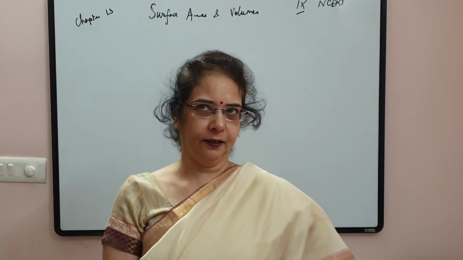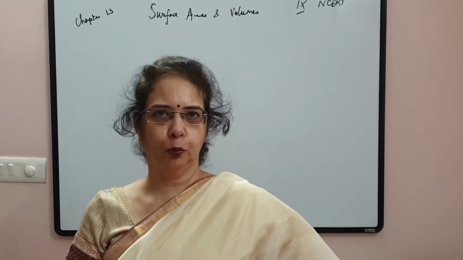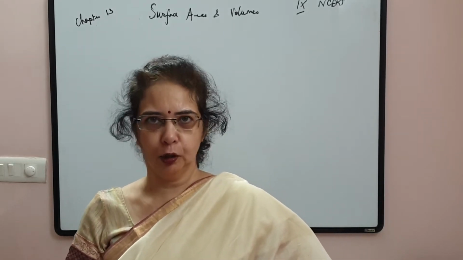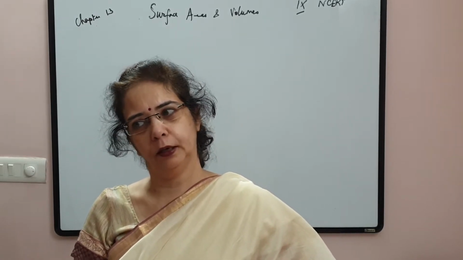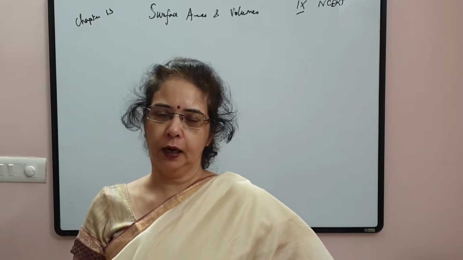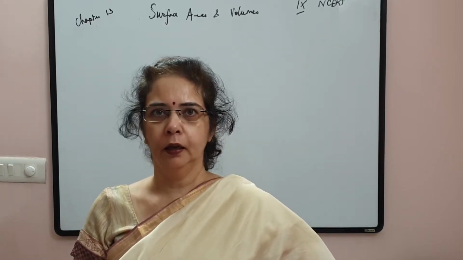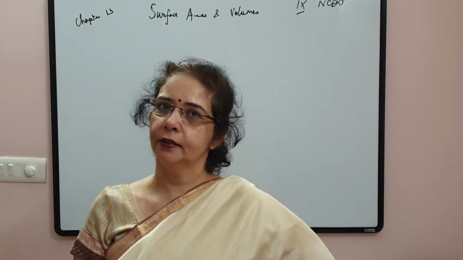Children, in our earlier class we have done formulae related to cubes and cuboids. We are at chapter 13, Surface Areas and Volumes, of your 9th class NCERT book. We have completed the concepts of surface areas of cubes and cuboids, and now we start today with exercise 13.2, but before that we have to learn the concept of surface area of a right circular cylinder. Now what is a right circular cylinder?